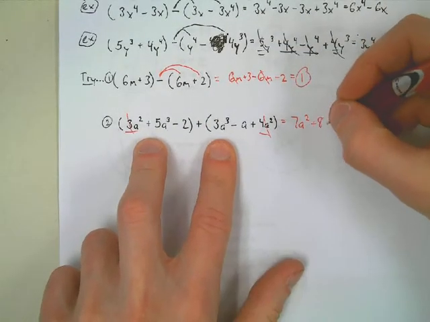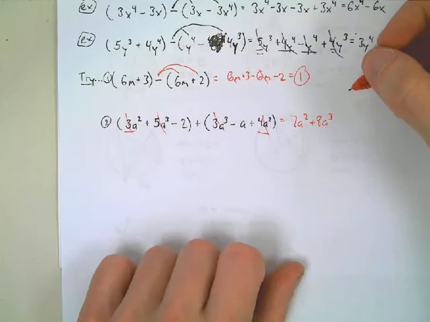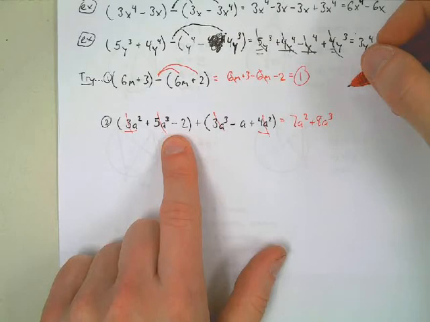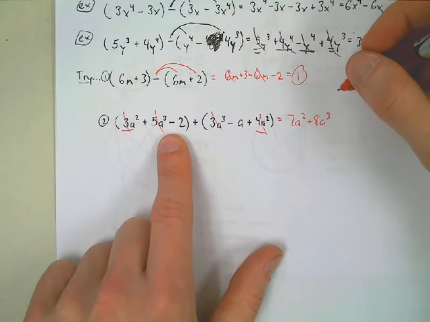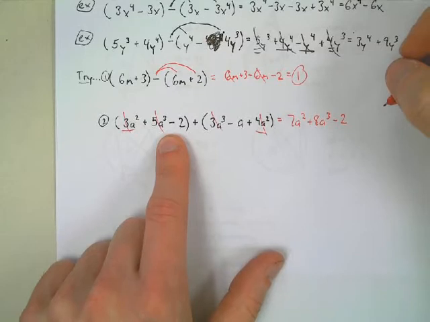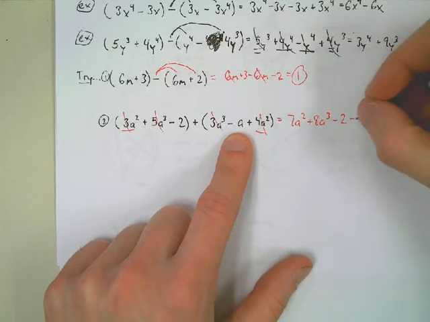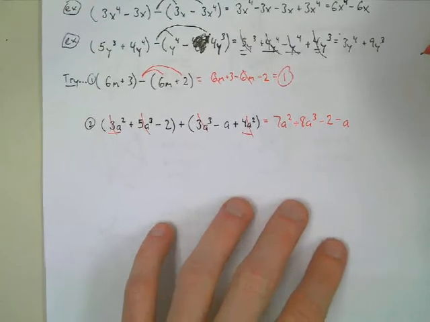8a cubed. And then what about this minus 2? Is there a like term with the minus 2? No, right. So we'll just have to rewrite that, minus 2. And what about the minus a? Is there a like term with that? Yeah, no. So again, we just bring that one along for the ride. It's minus a, okay?